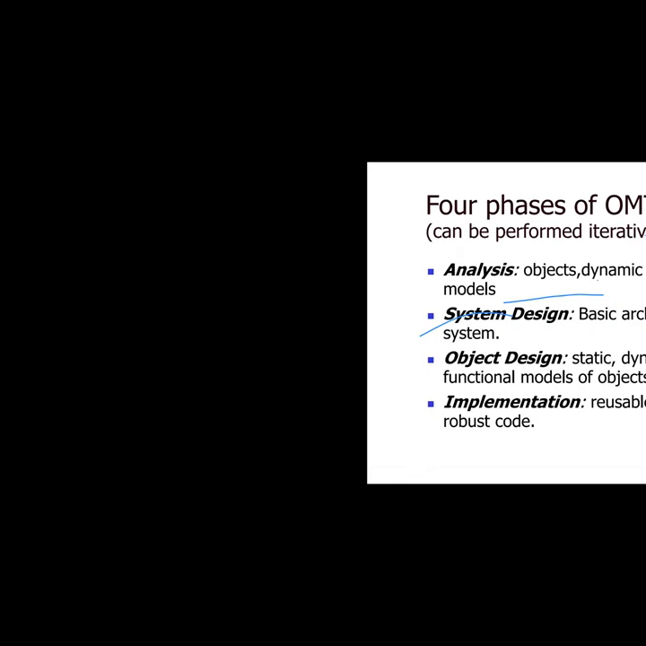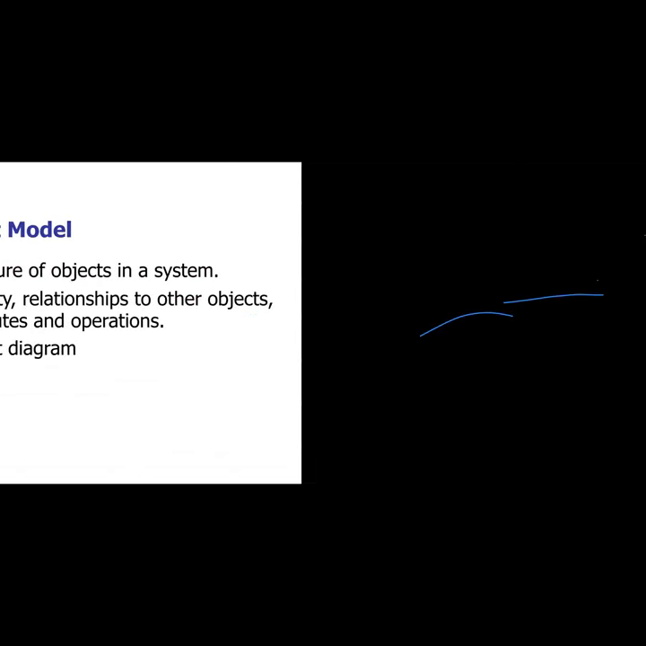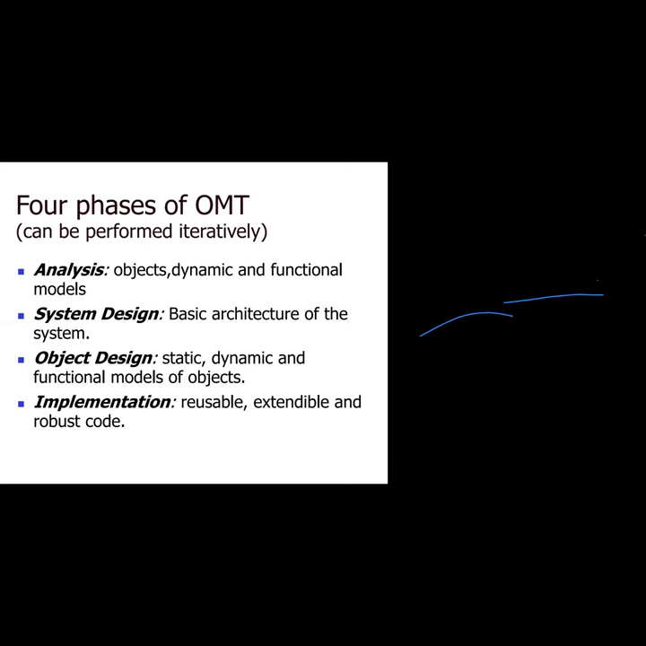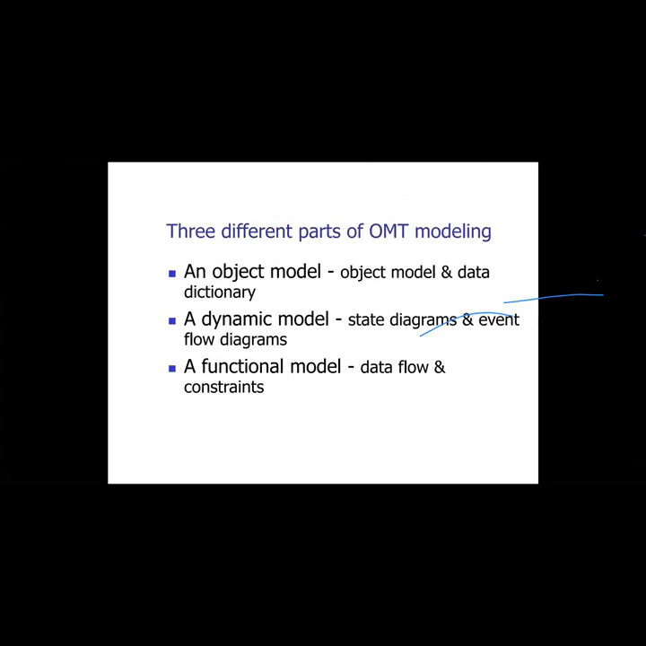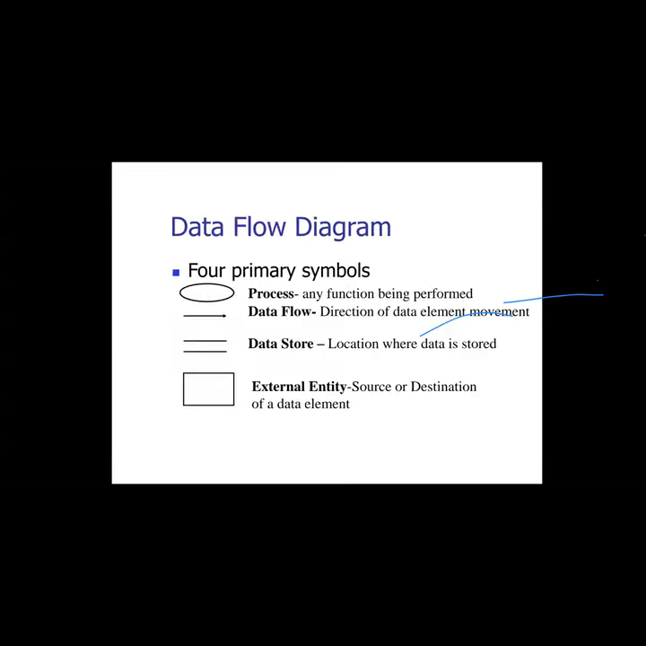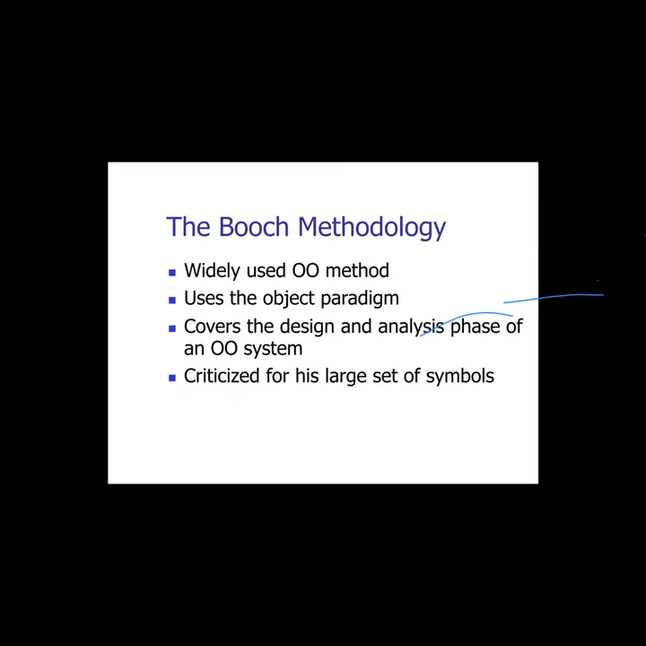The next technique was proposed by the second scientist called Booch. It's called the Booch methodology. The Booch methodology is based on object-oriented concepts. It is widely used by object-oriented methods and uses the object paradigm, which means classes, objects, and other related constructs, and covers the design and analysis phases of object-oriented systems. It is criticized for its large set of symbols. The Booch methodology has object-oriented software engineering concepts as well as object-oriented business management concepts, and it has its own object-oriented system design concepts.